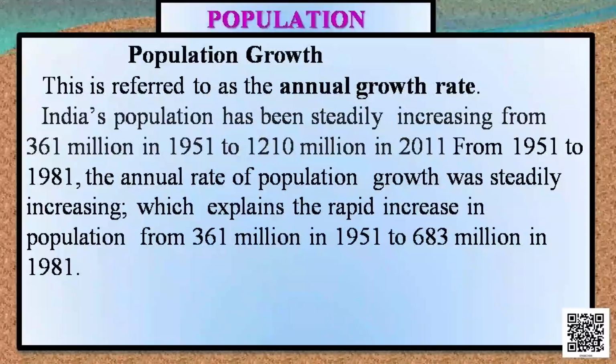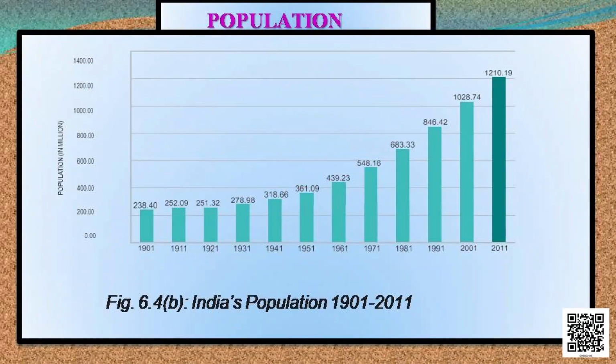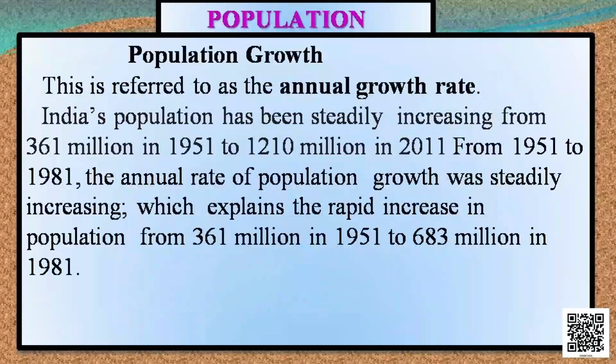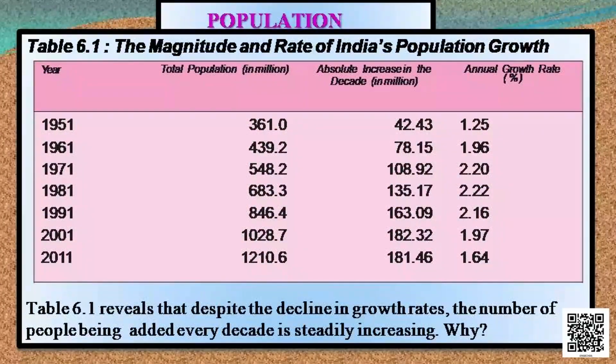India's population has been steadily increasing from 361 million in 1951 to 1210 million in 2011. From 1951 to 1981, the annual rate of population growth was steadily increasing, with a rapid increase of the population from 361 million in 1951 to 683 million in 1981. But after 1981, if you look at the chart, you will find the rate of growth started declining. This is due to birth rates declining rapidly.